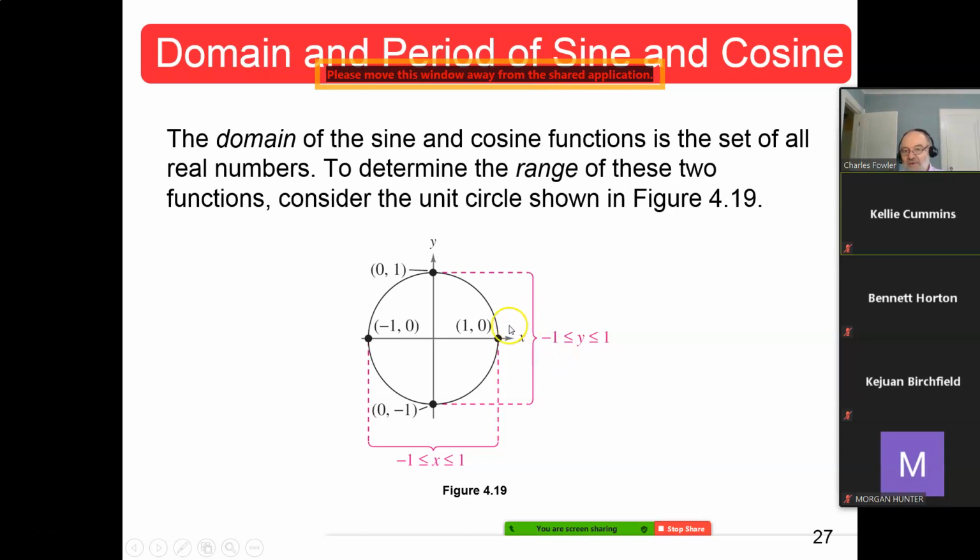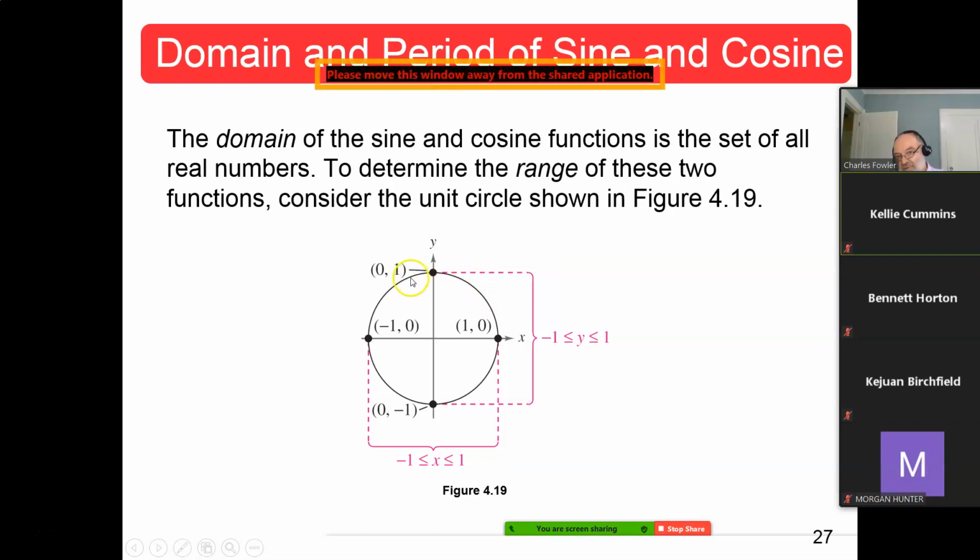Do the same thing for cosine. Cosine is the x value. It starts here at 1, starts decreasing in x. The x is moving this way, decreasing but still positive, but decreasing, going to 0 when you get here.